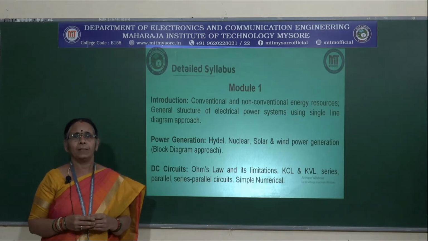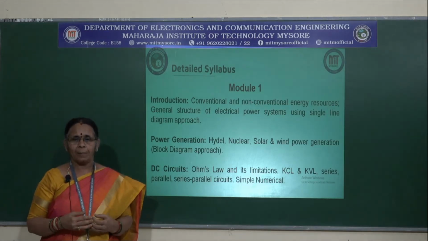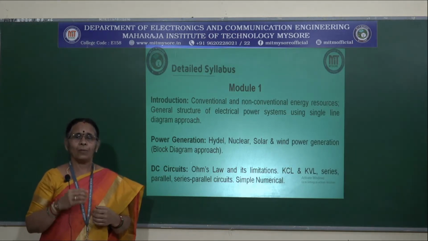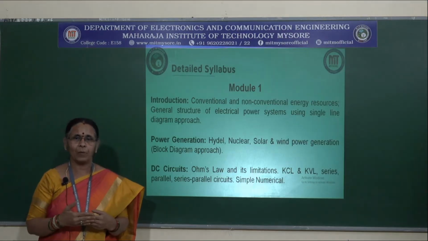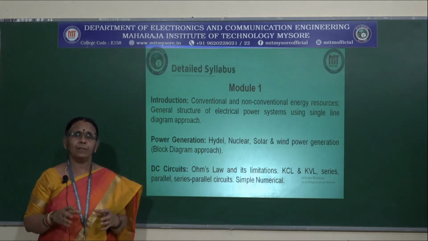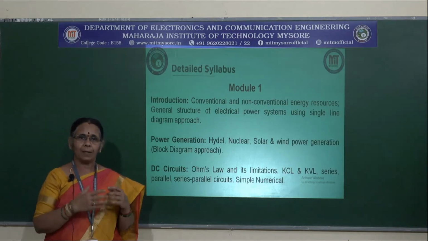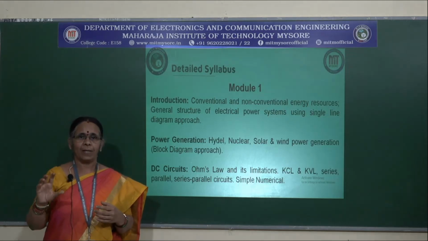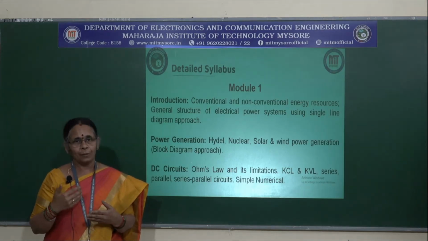Then coming to power generation, there are different types of power generation available, namely hydel, nuclear, solar and wind power generation. All of those are going to be studied, how electrical energy is generated using a hydel power plant, nuclear power plant, and solar and wind power generation. Everything will be studied with a block diagram approach. Instead of studying in detail the components connected to each part, you will study only with the block diagram how electrical energy is generated by hydel and nuclear power plants.